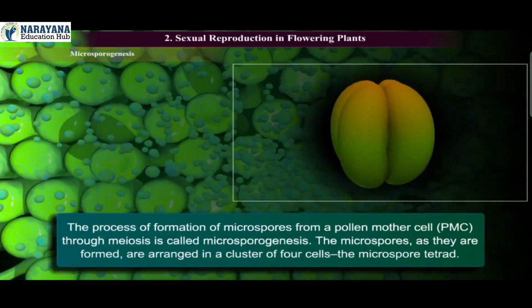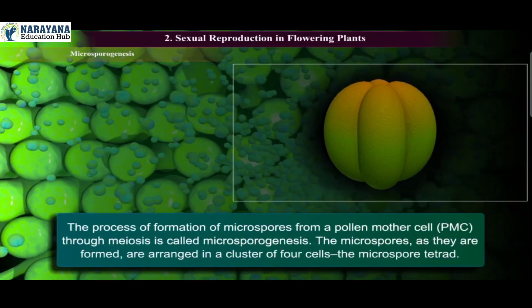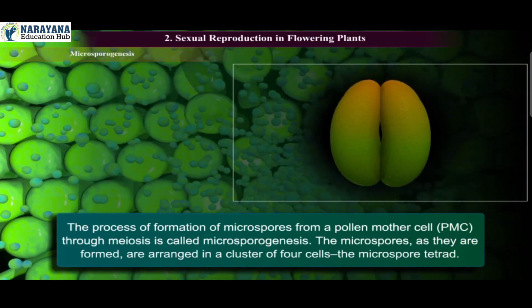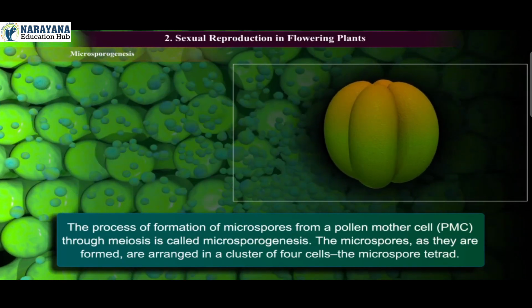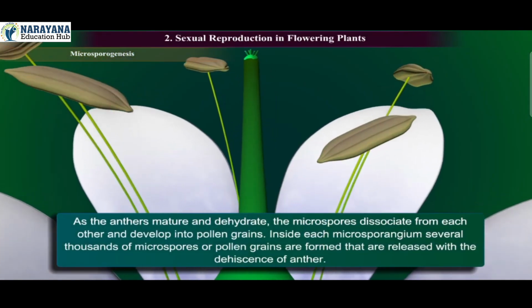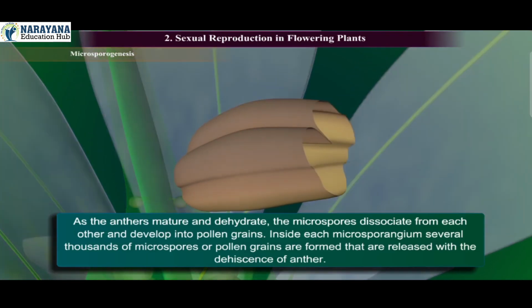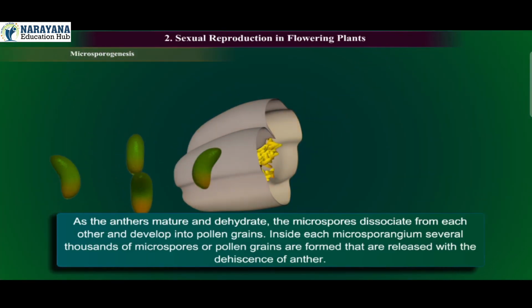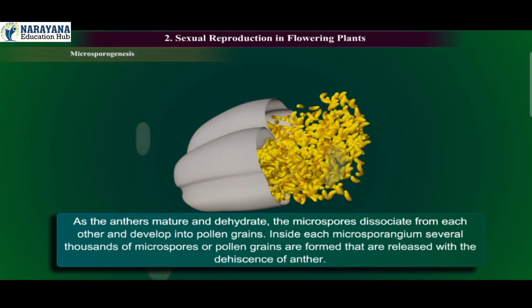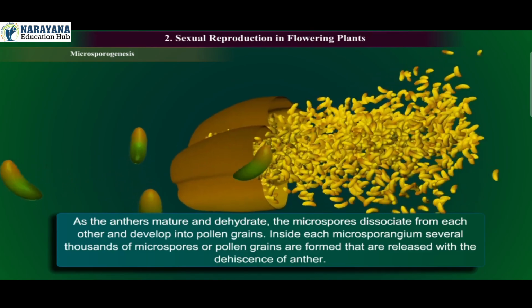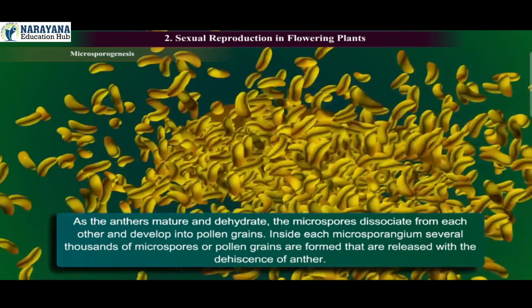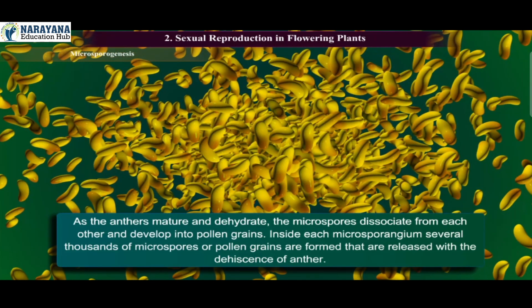The microspores, as they are formed, are arranged in a cluster of four cells, the microspore tetrad. As the anthers mature and dehydrate, the microspores dissociate from each other and develop into pollen grains. Inside each microsporangium, several thousands of microspores or pollen grains are formed that are released with the dehiscence of anther.